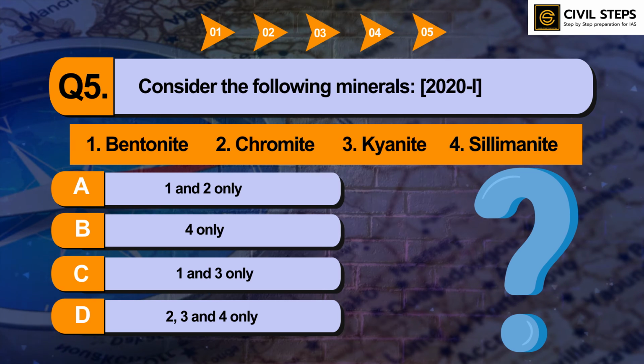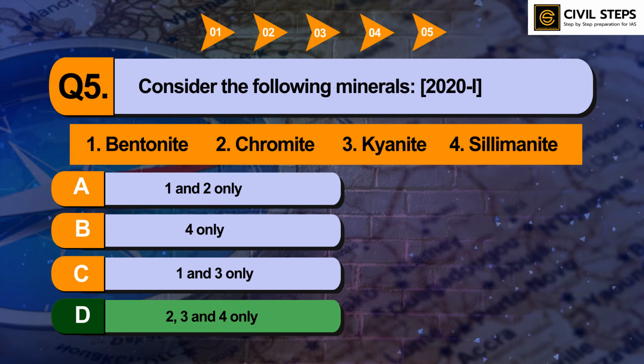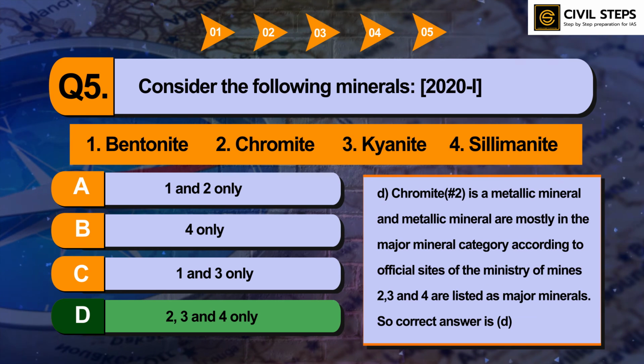The answer of this question is option number D, 2, 3 and 4 only. Chromite is a metallic mineral, and metallic minerals are mostly in the major mineral category according to the official site of the Ministry of Mines. So 2, 3 and 4 are listed as major minerals. So the answer is option number D. This question was asked in 2020 prelims.